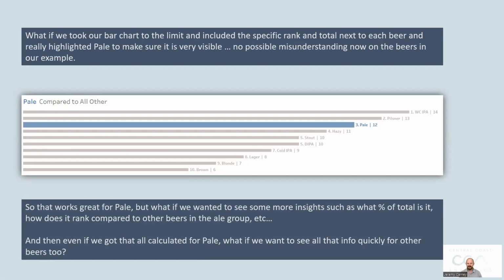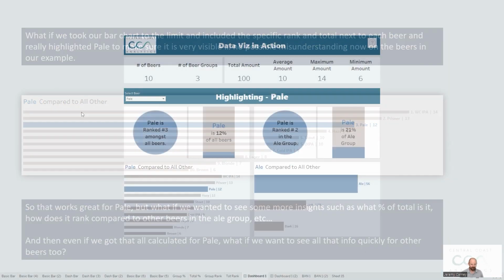But what if we wanted to see some more insights, such as what percent of the total is it? How does it rank amongst other beers in the ale group? And even if we got all that calculated out for pale, what if we wanted to quickly see all that info for other beers too? Let me show you a good option for that.